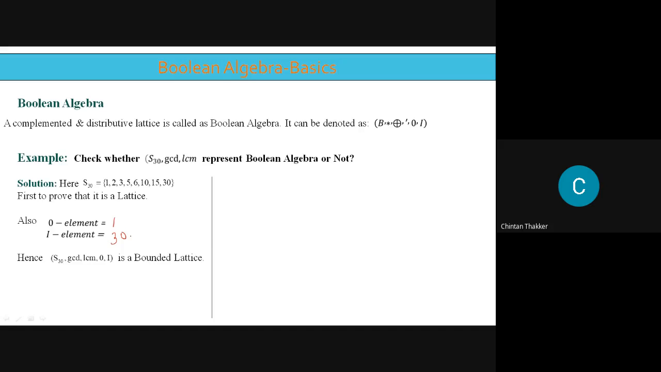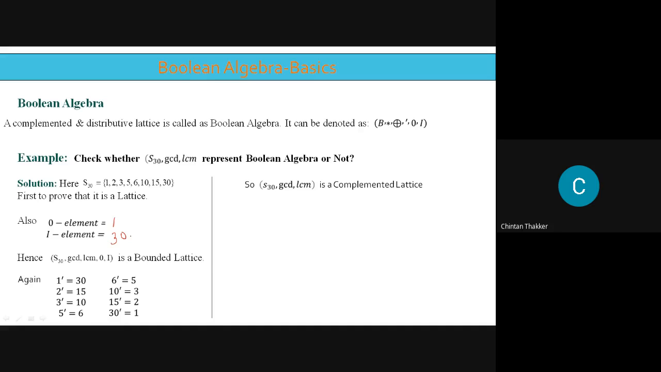So 1 का complement होगा 30. Okay. 2 का complement होगा 15, because complement मतलब क्या होगा, जिन दो नंबर का GCD 1 हो, LCM 30 आए, तो वो दोनों नंबर एक दूसरे के complement कहलाएंगे. तो 1 and 30 है, उसका GCD 1 आएगा, LCM 30 आएगा. So they are complements of each other. So 1 has complement 30, and the complement of 30 is 1.